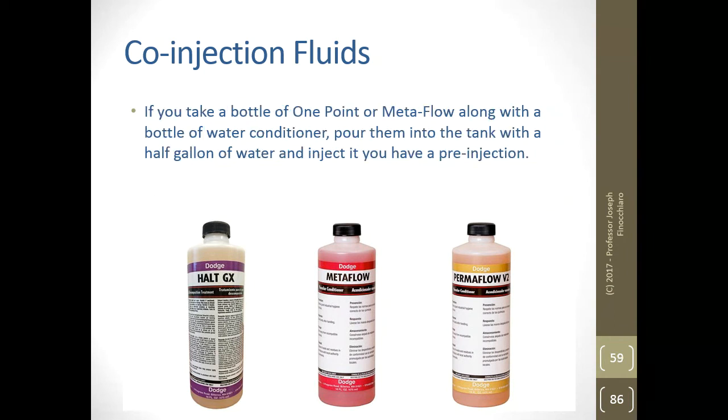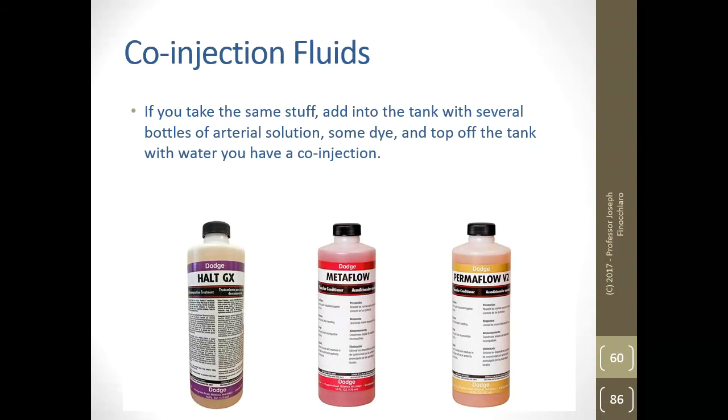And I'll give you the breakdown. If you take a bottle of 1 Point or Metaflow, 1 Point is Pierce, Metaflow is Dodge, I believe, along with a bottle of water conditioner, pour them into a tank with a half gallon of water and inject it, you have a pre-injection. There's no preservative there. It's all non-preservative items. If you take the same stuff, add into the tank with several bottles of arterial solution, some dye, and top off the tank with water, you now have a co-injection because you're actively preserving while you are injecting.